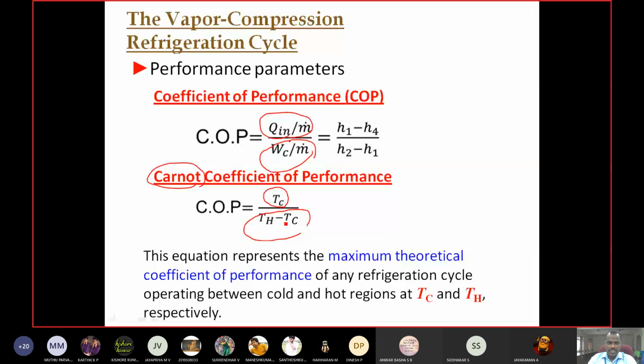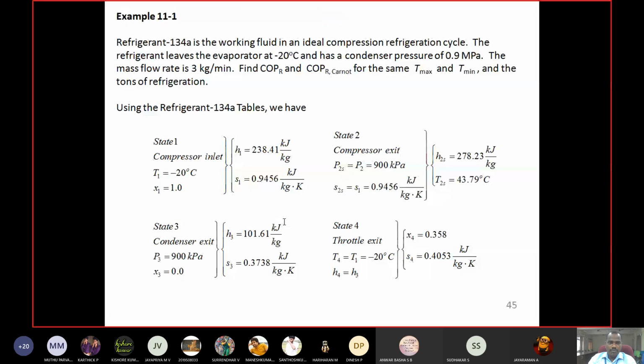With these equations, we can try to solve this problem. Here refrigerant 134a is used as the working fluid. Just go through the problem and then try to solve it. Look at the problem two to three times, then we can get an idea about how to solve the problem. The refrigerant 134a is the working fluid in an ideal vapor-compression refrigeration cycle.